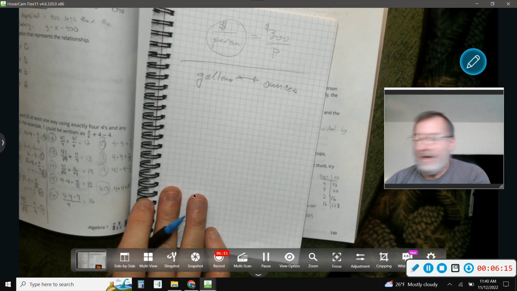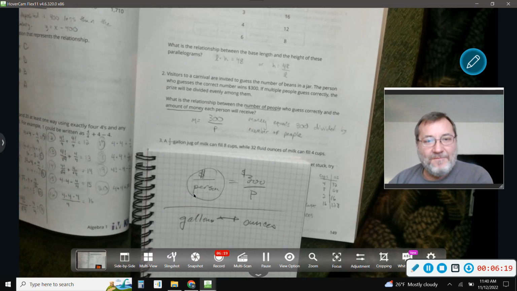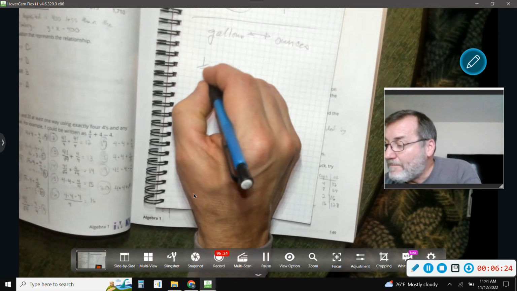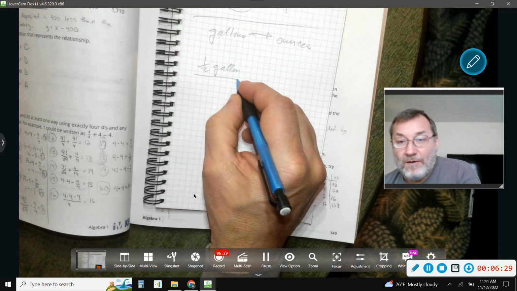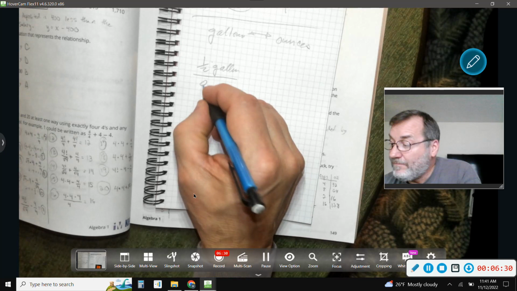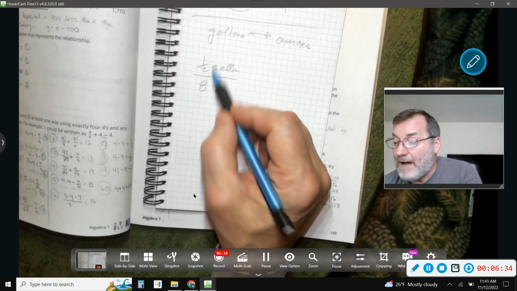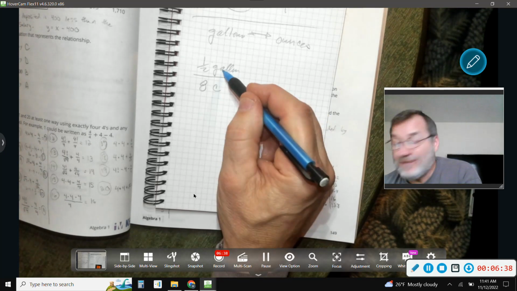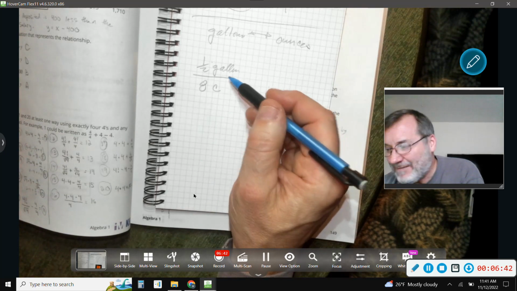Well, they kind of gave you some clues here. Let's look at the first clue. The first clue says a half gallon of milk is 8 cups. So a half gallon is the same amount in this universe as 8 cups. The quantity on top and the quantity on the bottom is the same thing. It's a ton of bricks versus a ton of feathers.